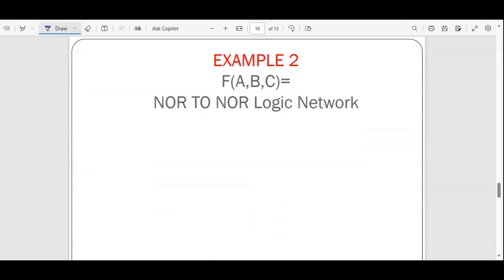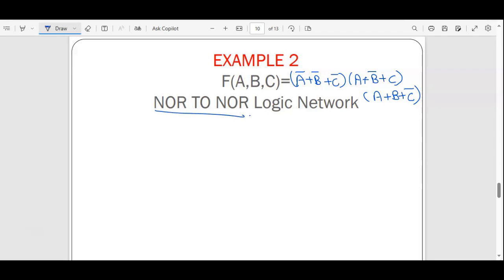Now we can go with one more example. So let me write one question here. Suppose A bar plus B bar plus C bar, and here you have A plus B bar plus C, and then you have A plus B plus C bar. Okay, and obviously NOR to NOR logic gate. So yeah, let us start with this one.